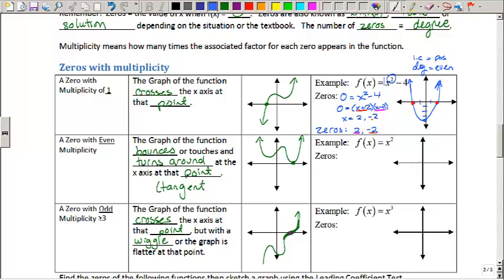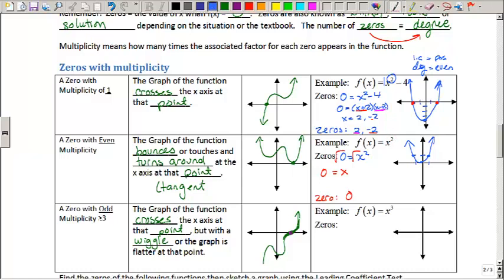F of x equals x squared. Again, we already know what that looks like, using our transformation and parent functions. My zeros, if I want to find them, I need to set f of x equal to 0. I could take the square root of both sides, and I get 0 equals x. So my 0 is 0. Although I know that my number of zeros need to equal my degree, like we talked about earlier. And I only have 1 here. My degree here is 2, and that means I need to have 2 zeros.